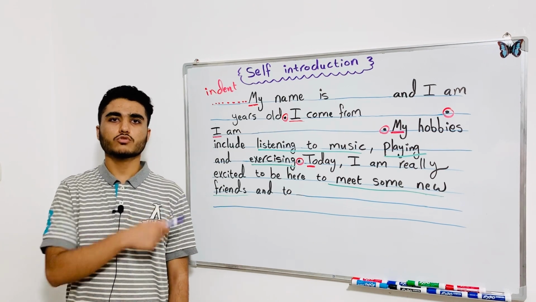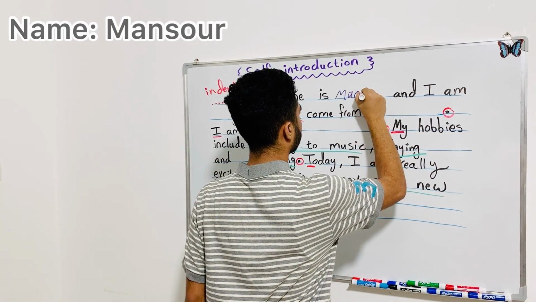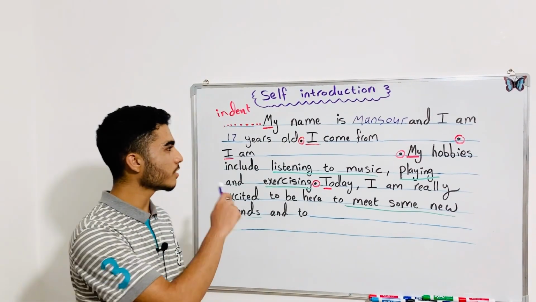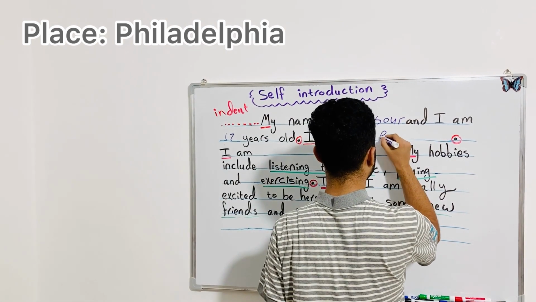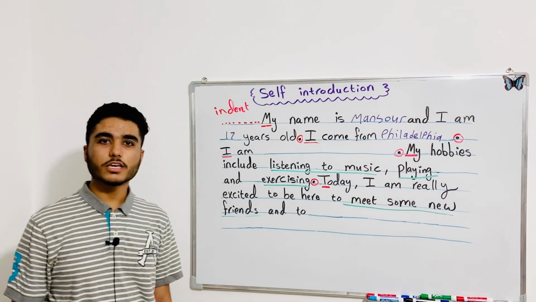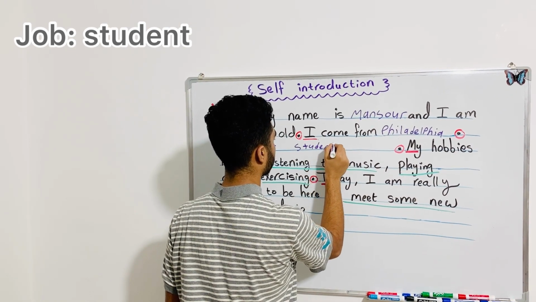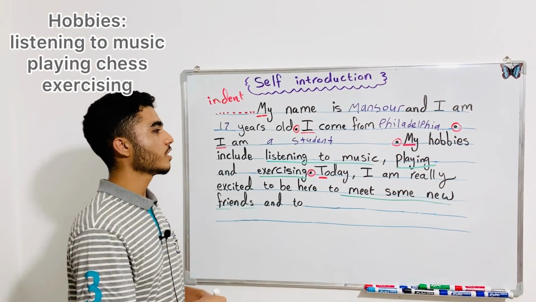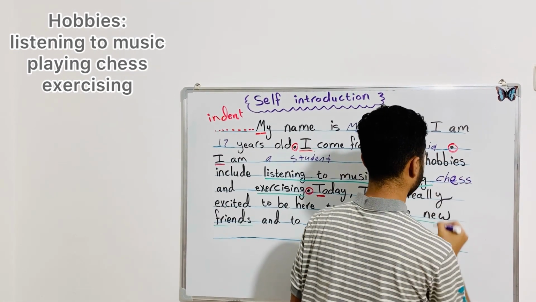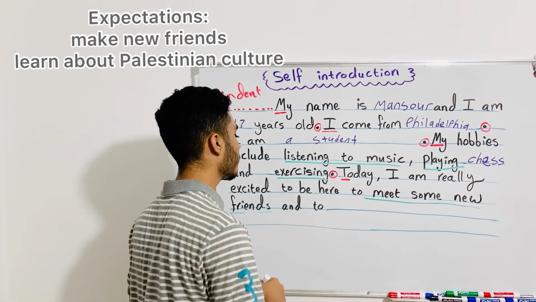So I'm going to show you how I'm going to introduce myself. My name is Mansour. And I am 17 years old. I come from Philadelphia. I am a student because I go to school. I still go to school. My hobbies include listening to music and playing chess, and exercising.